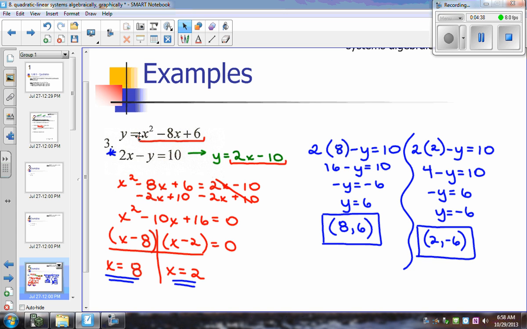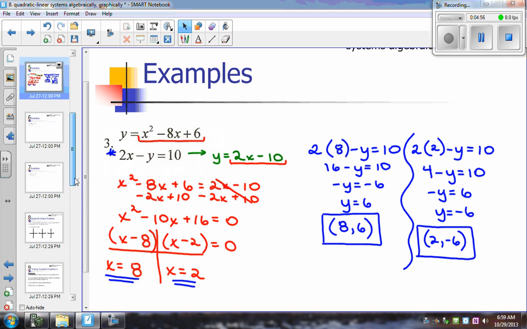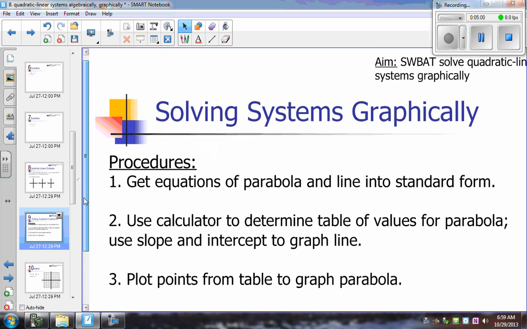Or set them in standard form, set them equal to one another, and solve accordingly. It's all skills you know how to do. Just please remember, you're going to solve for that y value as well to find those matching points of intersection. All right? Now, algebraically, pretty straightforward. Graphically is actually an easier skill.